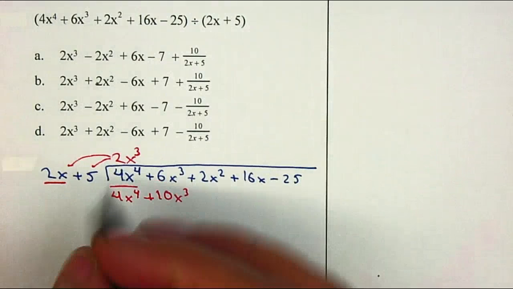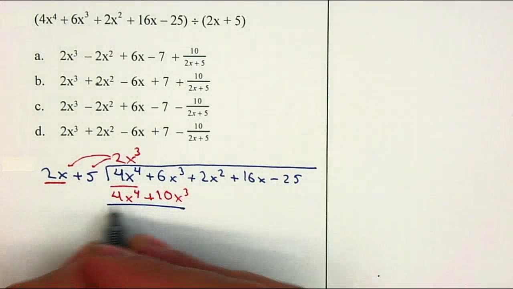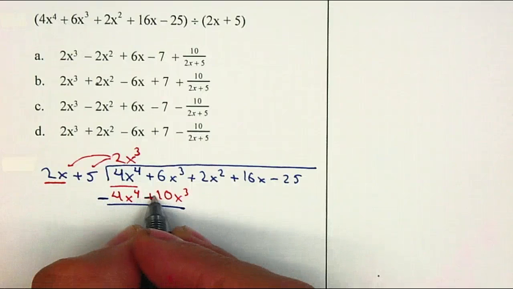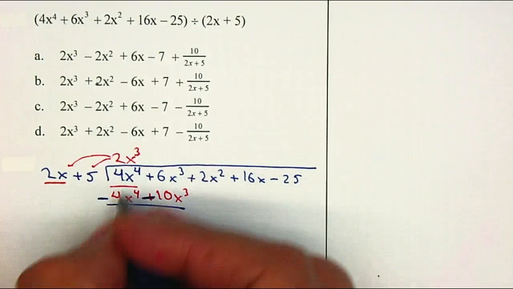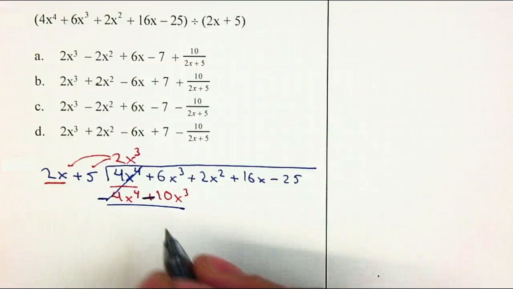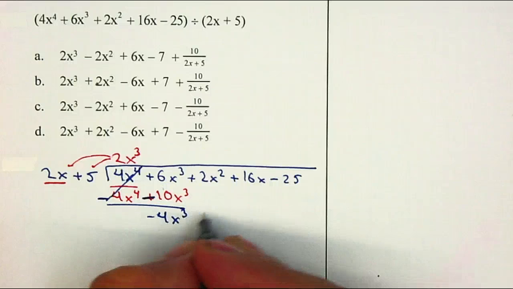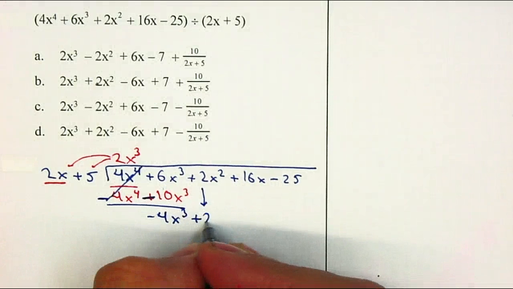And now I'm going to subtract. But instead of subtract, I'm just going to change the sign for both. That's a positive becomes a negative. That's a positive becomes a negative. This first term should always cancel out. That will give you a negative 4x to the 3rd. Bring down the next number, positive 2x squared.